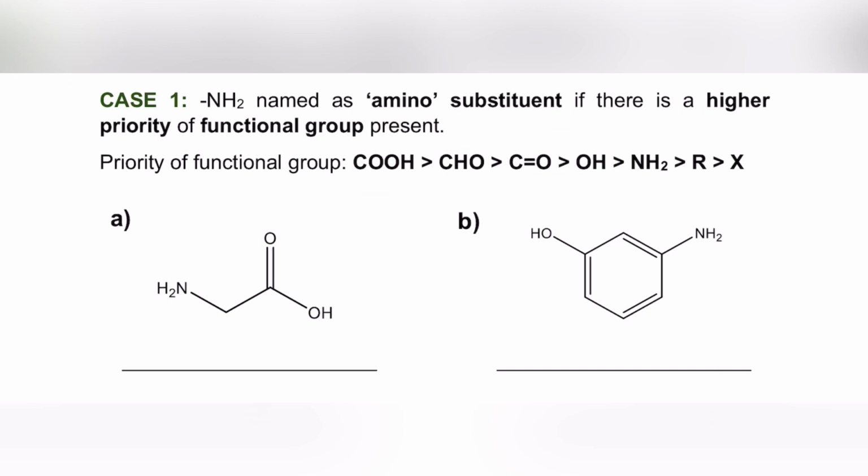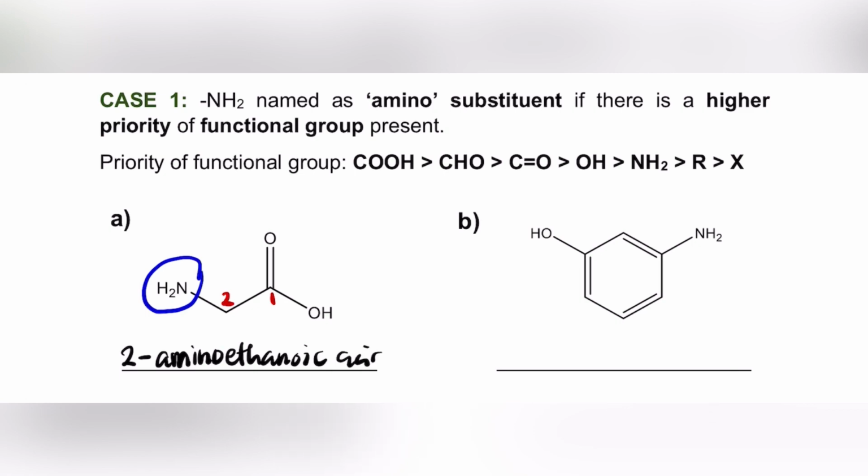So let's go with the first example. Example A, saya ada this carboxyl group dan juga amino group. So of course our parent will be the carboxyl group. Automatically this carbon will be the first carbon. So saya akan berikan numbering 1 and then 2. So bila 2 carbon atoms for carboxylic acid, this is ethanoic acid. And then kita ada amino sebagai substituent at carbon position number 2. So the name of the structure will be 2-amino ethanoic acid. So this is very easy.